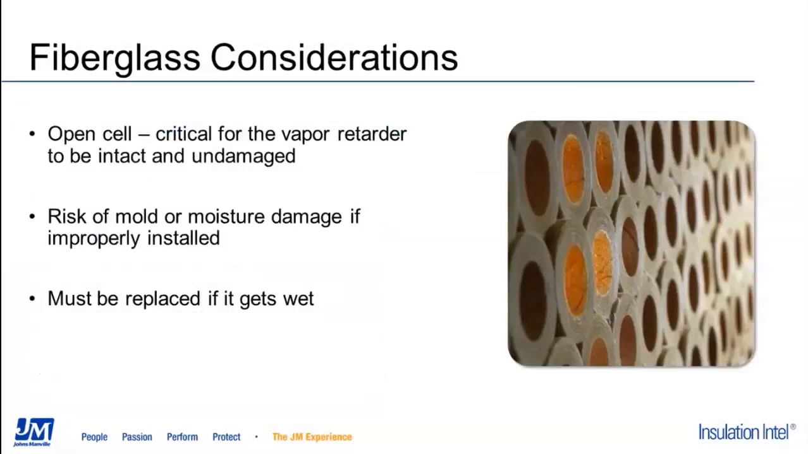So we've covered the benefits of fiberglass, so let's keep a balanced perspective and review some other considerations. Fiberglass is an open cell insulation, meaning it's critical that the vapor retarder remains intact. If it's damaged, moisture will penetrate the insulation and it will lose its insulating value. This will also create the opportunity for mold to grow, so it's very important that vapor retarder integrity is maintained. If fiberglass insulation gets wet, it should be replaced.